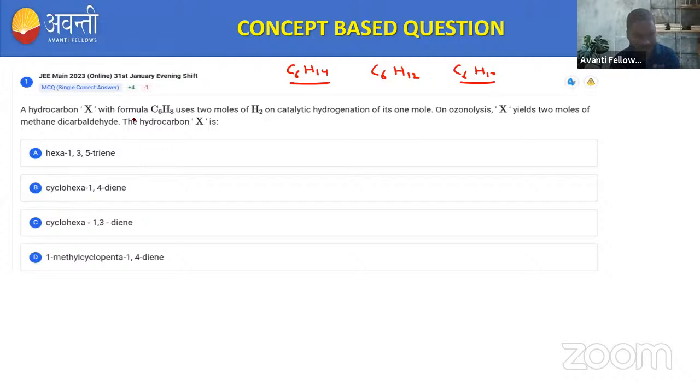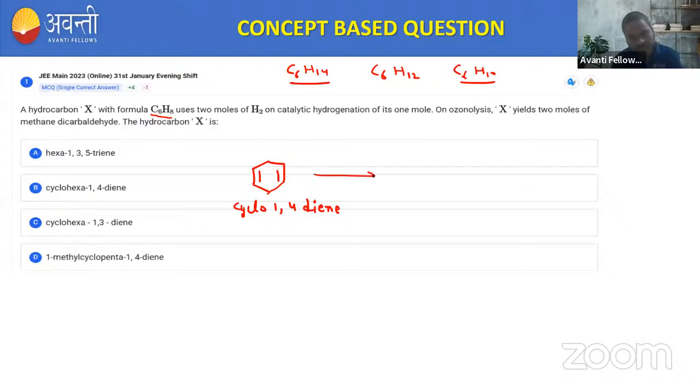Let me explain this. This hydrocarbon has the formula C6H8 and uses 2 moles of H2 on catalytic hydrogenation of its 1 mole. On ozonolysis, X gives 2 moles of methane dicarboaldehyde. You have to identify this, right? Since 6 carbon is there, if this is cyclohexene, cyclo 1,4 diene, because we get methane dicarboaldehyde in the product.